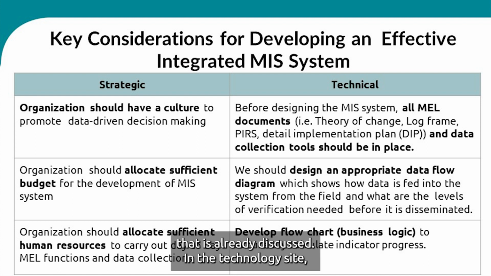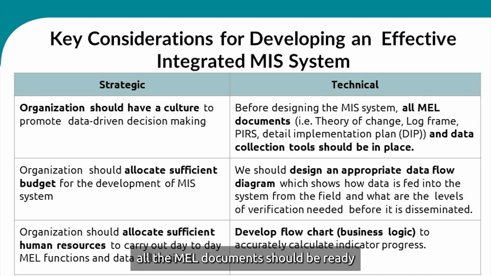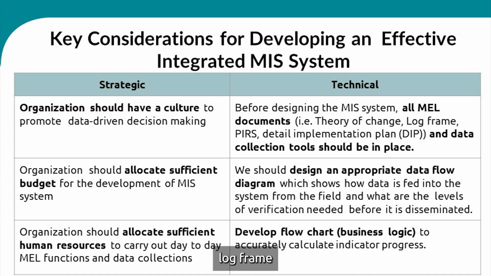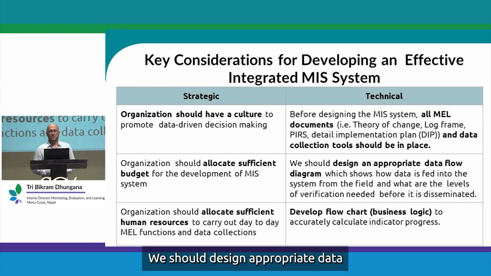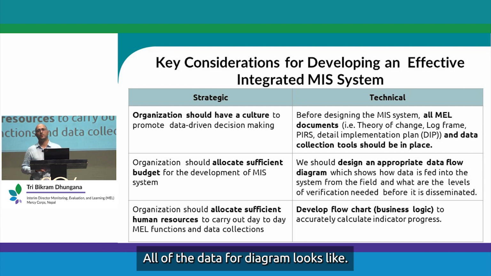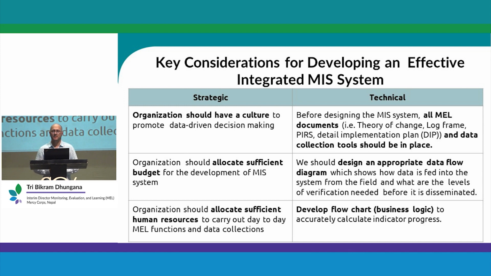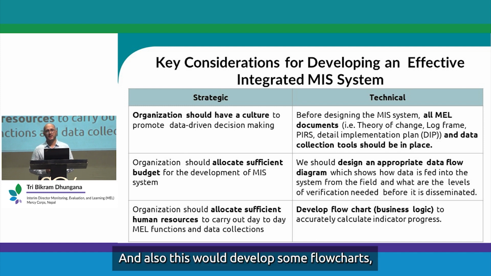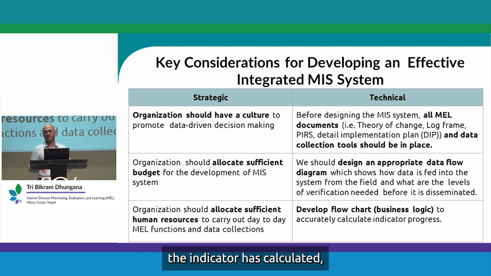On the technology side, all the main documents should be ready before developing an MIS system. That's the PS, theory of change, log frame, detailed implementation plan, and all the data collection tools should be ready when we start designing data collection tools in ComCare or ONA or Kobo. We should design an appropriate data flow diagram, which was discussed on day 1, how the data flow diagram looks like. We should have that. And we should also develop flow charts, what we call business logic, to see how the indicators are calculated.